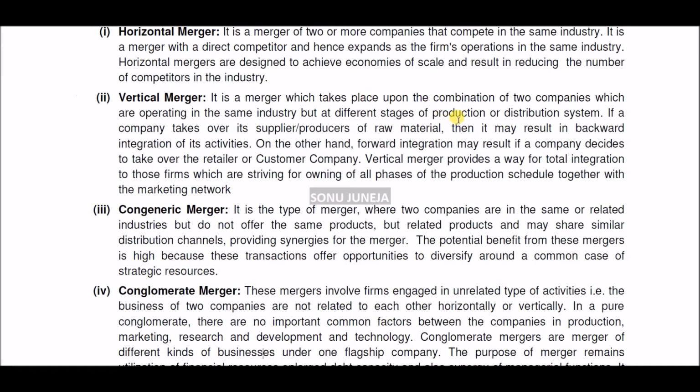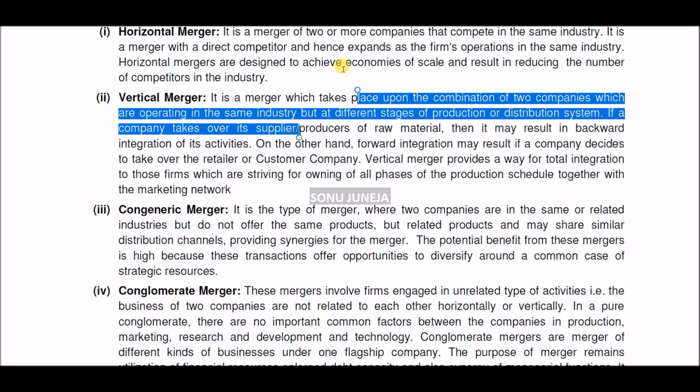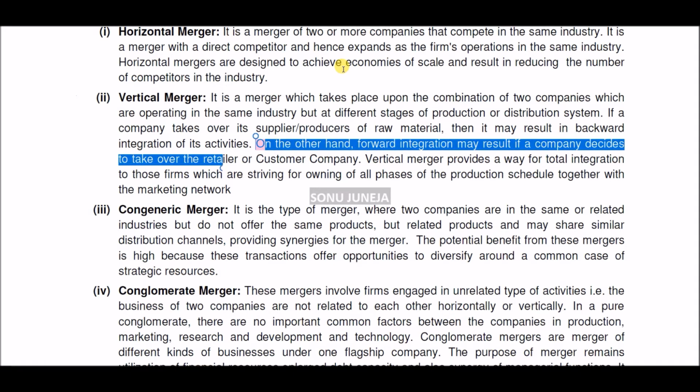The next we have is vertical. It takes place upon the combination of two or more companies which are operational in the same industry but at different stages of production or distribution system. So if a company takes over a supplier, a producer of raw material, then it may result in backward integration of its activities. On the other hand, forward integration results if the company decides to take over the retailer or the customer company.